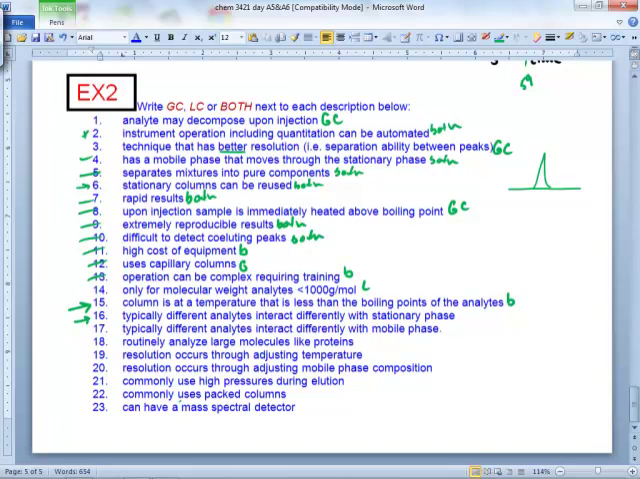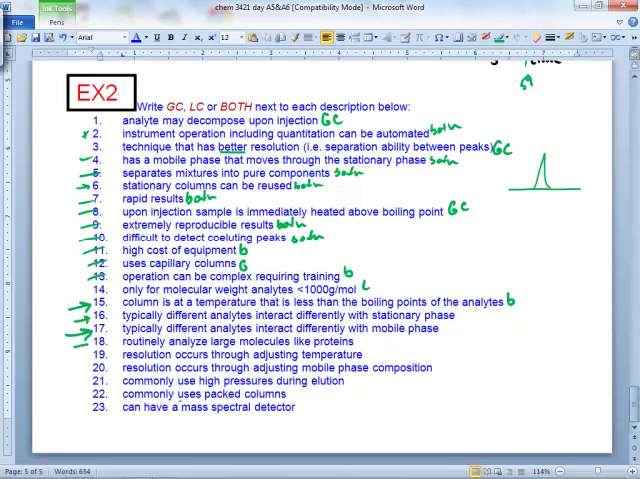Typically, different analytes interact differently with the mobile phase. It probably has more to do with LC than GC, but it doesn't have anything to do with either one. The mobile phase just has to push stuff through, right? You're right, there's more interaction on LC. So if you're going to pick one, you'd probably pick LC. But it really doesn't matter. The mobile phase just pushes things through. In LC, it just has to dissolve, though.